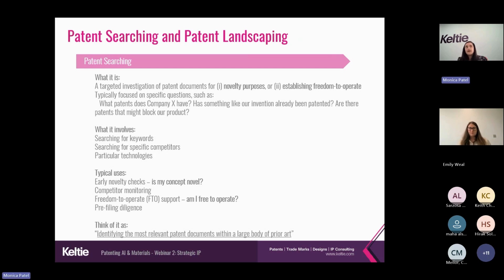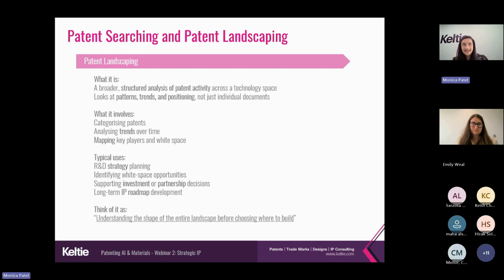So all in all, patent searching can be thought of as identifying the most relevant patent documents within a large body of prior art. It can include published patent applications that have been published anywhere in the world.